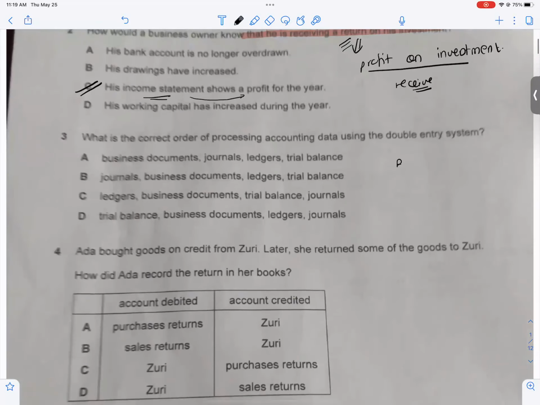Can you give me the formula for return on capital employed? Return on capital employed is profit upon capital employed into 100. How do you get capital employed? Non-current liability plus capital. Sorry, plus current liability, plus capital. Go to the next one.